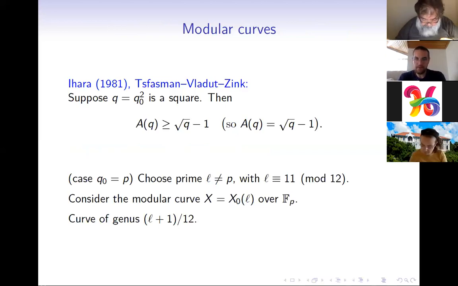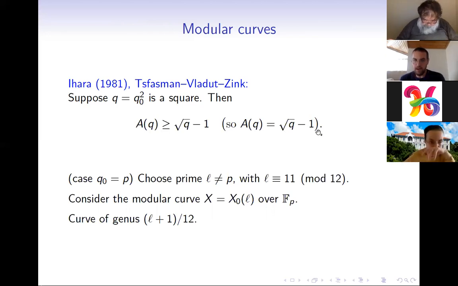This goes back to Ihara and was later on redone by Tsfasman, Vladut, and Zink. This works in the case that the finite field over which your curves are defined is a square, so q should be an even power of a prime. Then Ihara has shown that A(q) is in fact lower bounded by root q minus 1. This was just the upper bound in the Drinfeld-Vladut bound. You obtain the same as a lower bound, so you obtain that A(q) in this particular case of quadratic finite fields is given by root q minus 1.